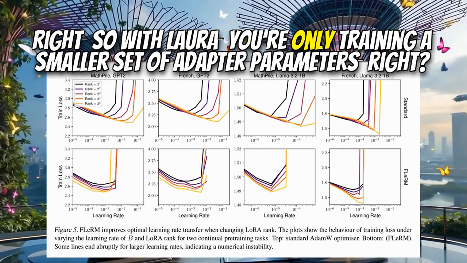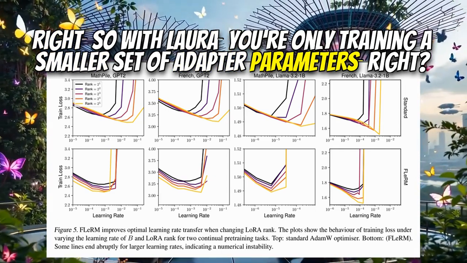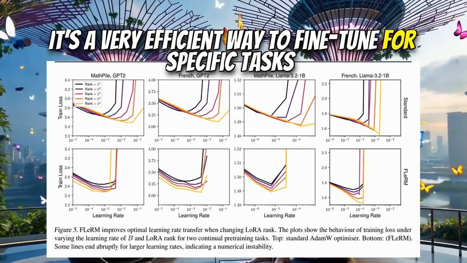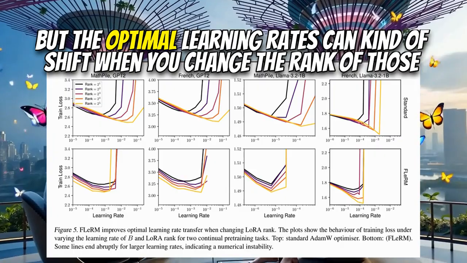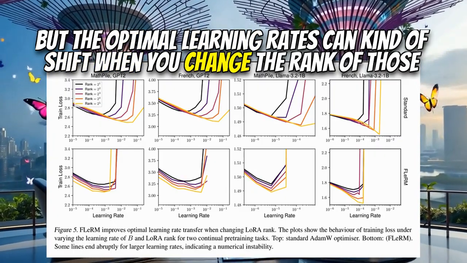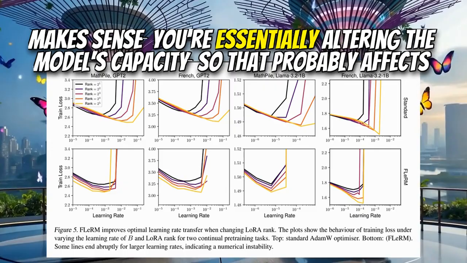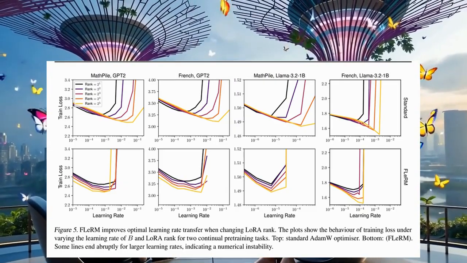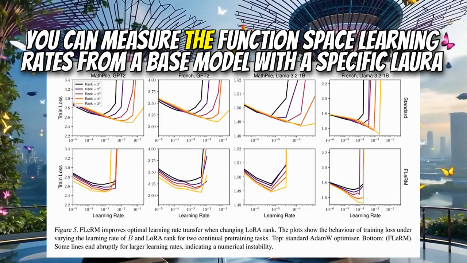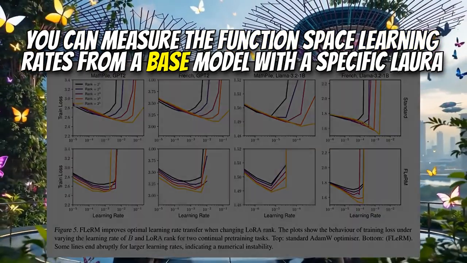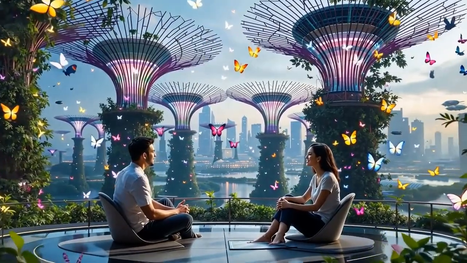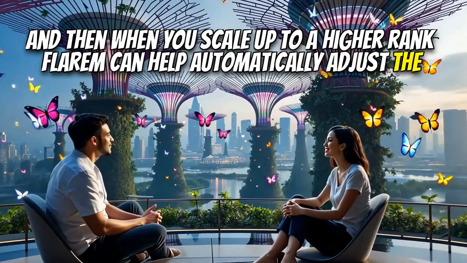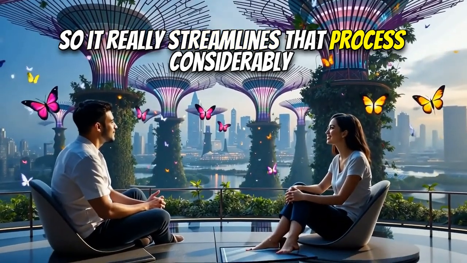Right. So with LoRA, you're only training a smaller set of adapter parameters, right? The pre-trained model weights are frozen. It's a very efficient way to fine-tune for specific tasks, but the optimal learning rates can shift when you change the rank of those adapters. Makes sense. You're essentially altering the model's capacity, so that probably affects the learning dynamics. Exactly. And so that's where FLeRM comes in. You can measure the function space learning rates from a base model with a specific LoRA rank, and then when you scale up to a higher rank, FLeRM can help automatically adjust the learning rates. So it really streamlines that process considerably.